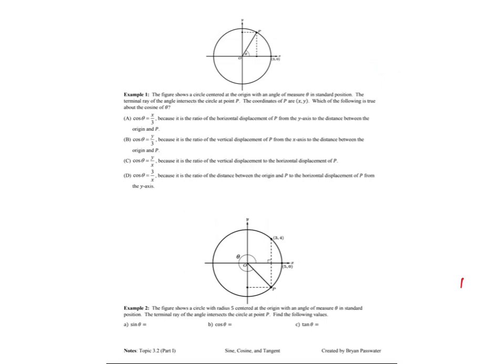All right, so the figure shows a circle centered at the origin with an angle measure theta in standard position. The terminal ray of the angle intersects the circle at point P. The coordinates of P are x, comma, y. Which of the following is true about the cosine of theta? Well, cosine theta is known to be the x value divided by the radius.